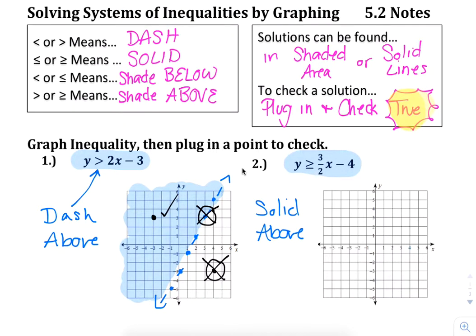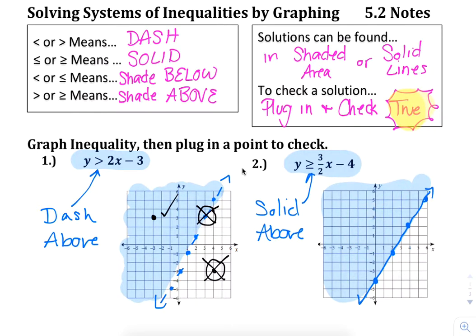Problem 2 is going to begin at -4. We're going to rise 3 and run 2. Your graph should look like this. Go ahead and copy that down. We're going to connect it with a solid line because we have an equal to. And again, we're going to shade above because it's a greater than. I'm going to shade in all of this area.